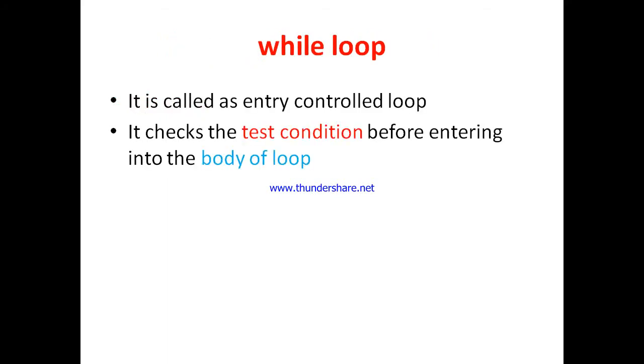Now what is a while loop? A while loop is called an entry control loop. Now why is it called an entry control loop? Because it checks the test condition before entering into the body of the loop. Here the test condition is checked, then the body of the loop is executed if the test condition is true. Let us understand by using its syntax.